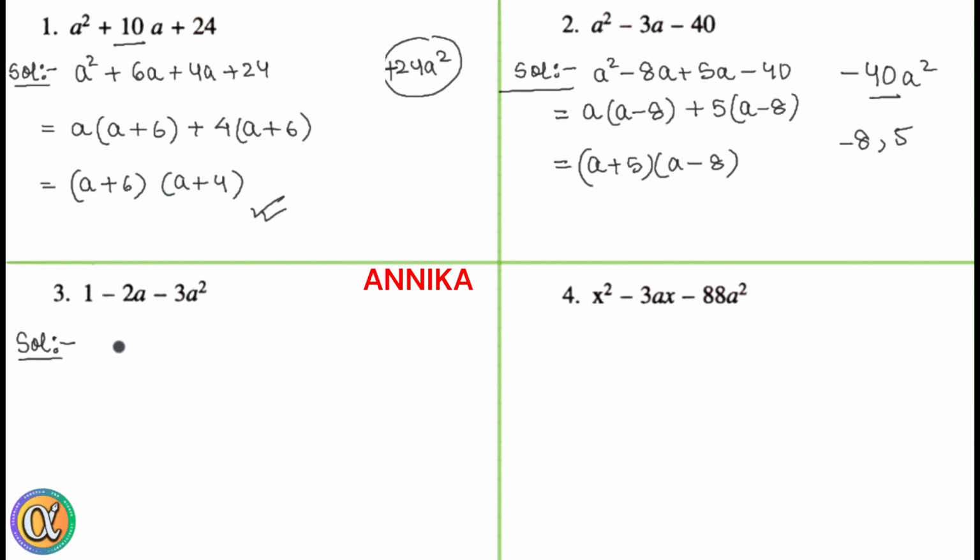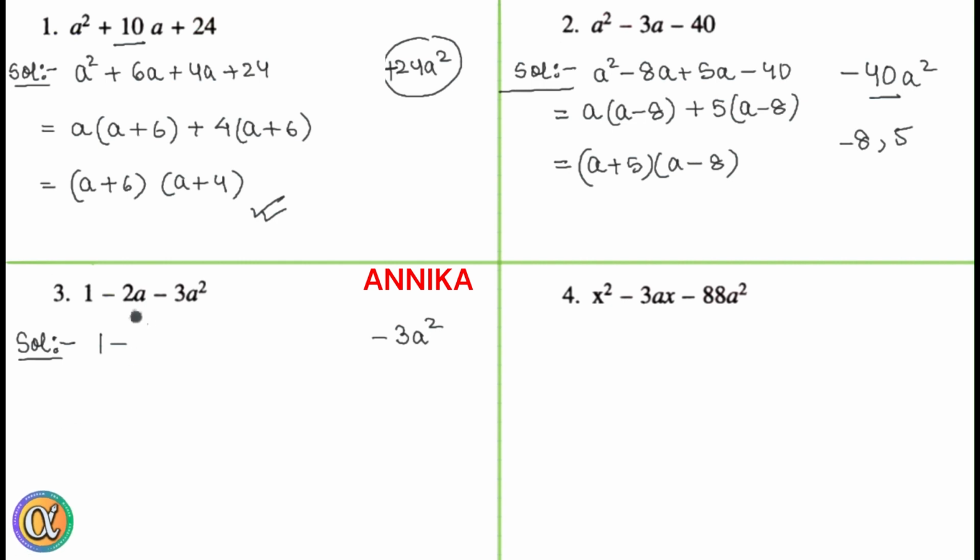So it would be 1 minus 3a. Okay, so you want to split the middle term. Let's do it from scratch. We multiply the corners. When we multiply the corners, we get minus 3a square.